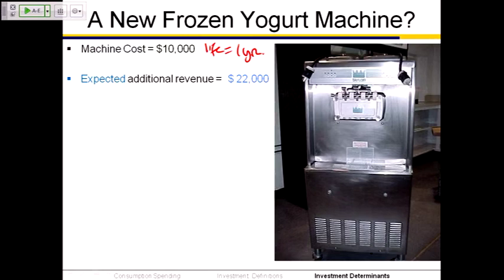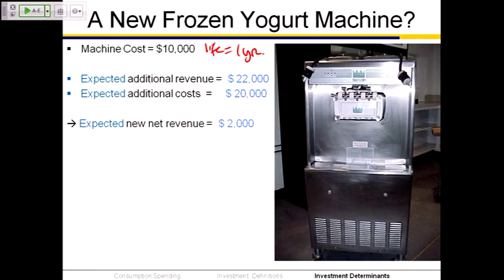You can add $22,000 more revenue, but you can't make frozen yogurt cups out of thin air. You need to have electricity, you need to have the milk, you need to have all those things we listed that day. And so your additional cost of producing all those cups is $20,000, which means if you buy and use this machine, your expected new net revenue would be plus $22,000 minus $20,000. You'd have a $2,000 gain in your net revenue. So you look at how much your costs go up, how much your revenue goes up, and take the difference. That's the gain in net revenue.